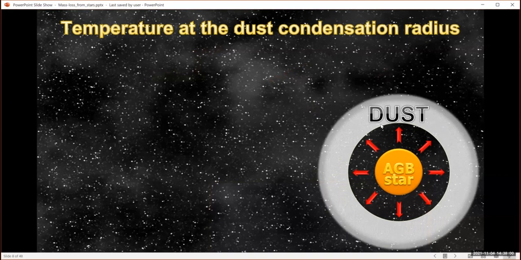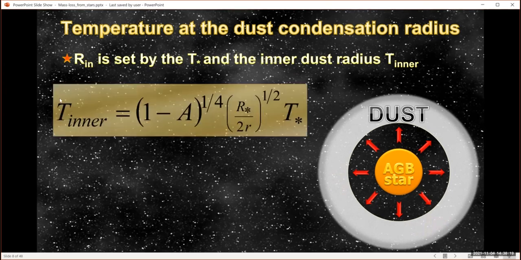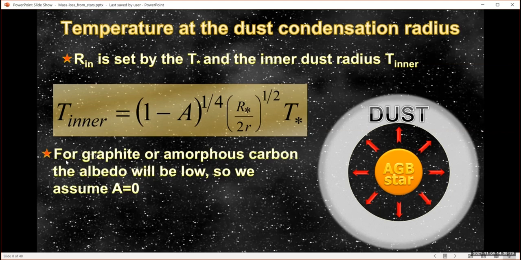So now let's consider that we've got a relationship between the radius and the temperature. Our inner radius is going to be set by what temperature the dust can exist at. So just taking that same equation we had before, but now we're calling it T inner. We're specifically attributing it to this innermost dust, the dust where it first forms. For right now, we're going to assume that we're using something like graphite or amorphous carbon, or even some of the silicates that are dark in color, that their albedo is so low that they basically absorb everything. So we're going to assume albedo is nothing.